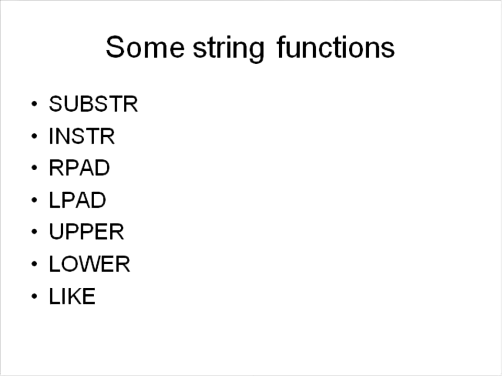Here I've just grouped up a whole bunch of string functions, and string functions are usually row-level functions because you do that on every row. The first function here is a substring function, where it finds a portion of the string. InString does the same thing, but you can look at the details in the book later. RPad is where you're adding something to the right side of a string. LPad is where you're adding something to the left side. Upper is where you make something uppercase. Lower is where you make it lowercase. Like is where you're going to be finding something.